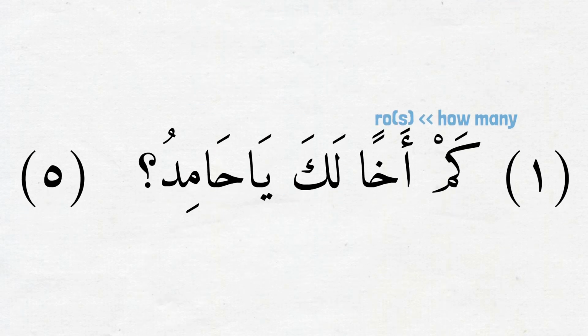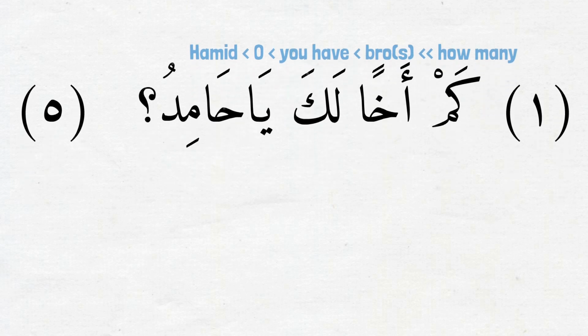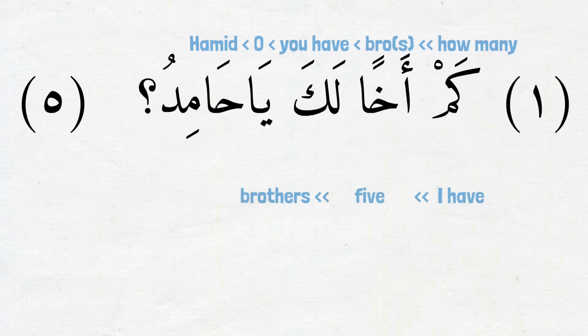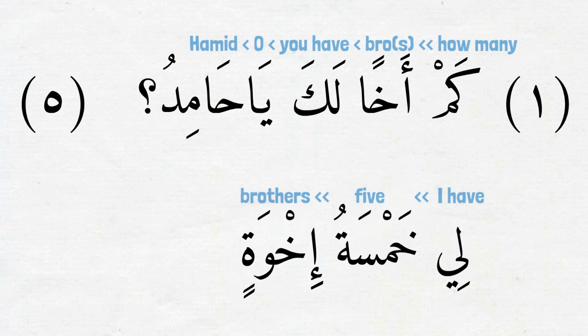Part 1. كم أخا لك يا حامد? How many brothers do you have, O Hamid? We should use 5 based on the number given in the parentheses. How can Hamid say, I have 5 brothers? He can say, لي 5 إخوة.